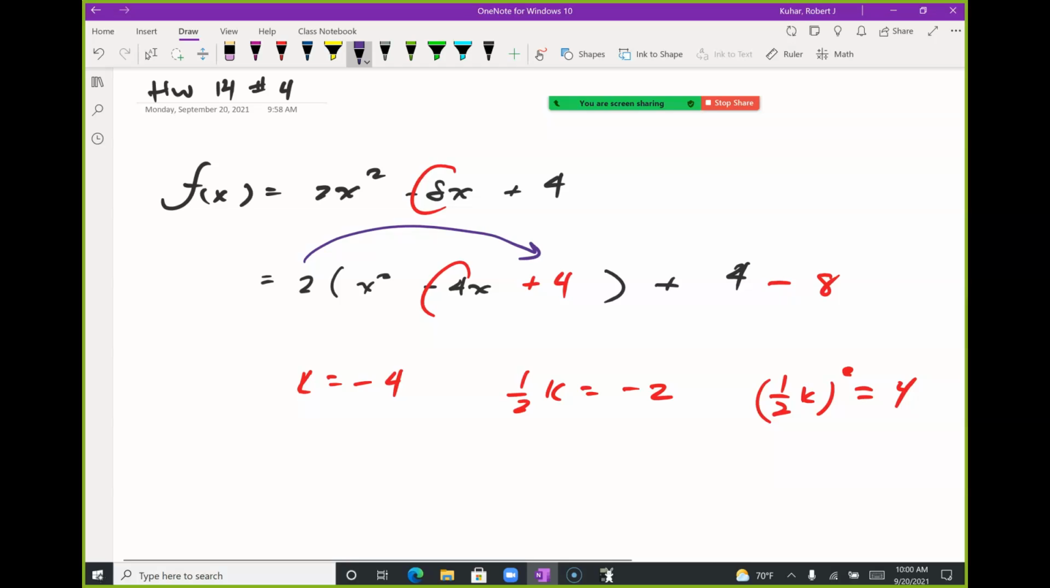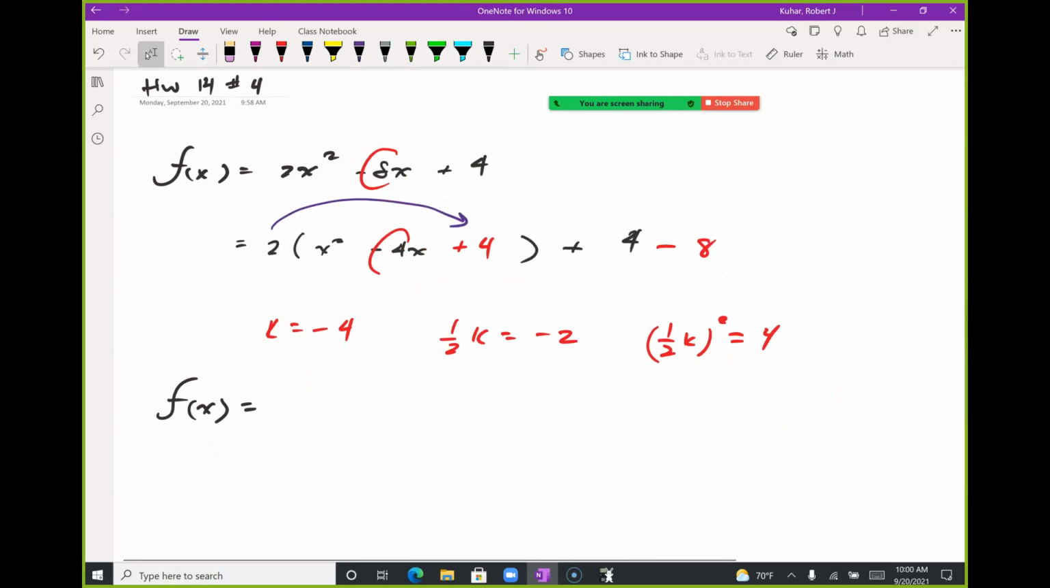Are we okay? I think it makes sense. But just in case, can you explain it again? Yes. So my process: factor out the leading coefficient from the first 2 terms. Find the value of K afterward. That is the new coefficient of the X term. Get half of it. Square it. Add it on the inside, subtract it on the outside. And that's where we're at right now.